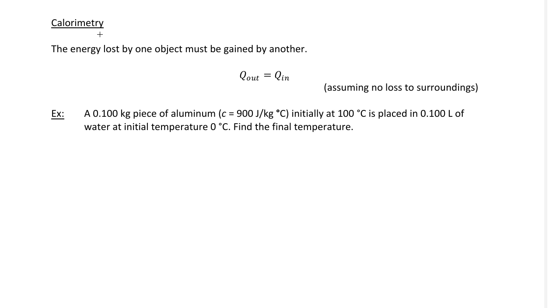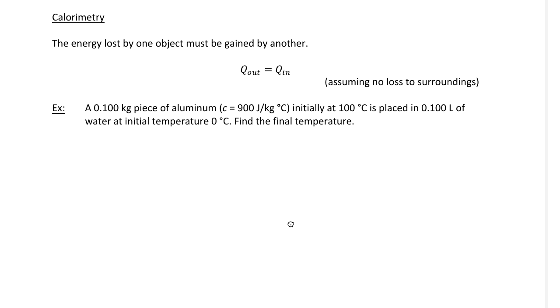A similar word is calorimetry, and that's the study of the heat transferred between objects. The principle underlying calorimetry is that the energy lost by one object must be gained by another. In other words, the energy out of one must be equal to the energy into the other, and that's assuming that there's no loss to the surroundings.